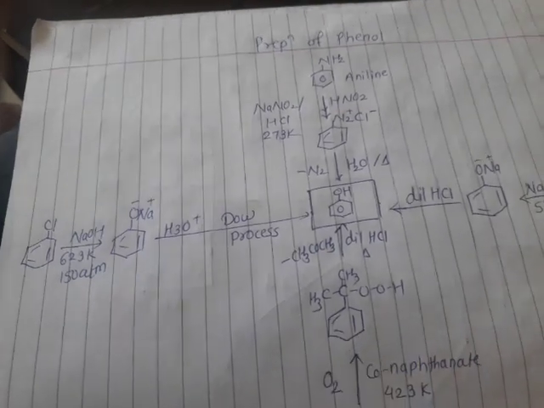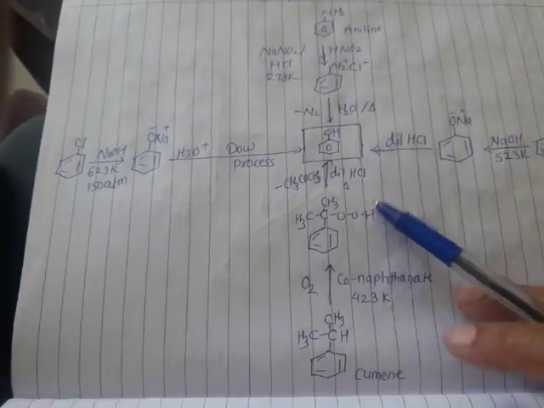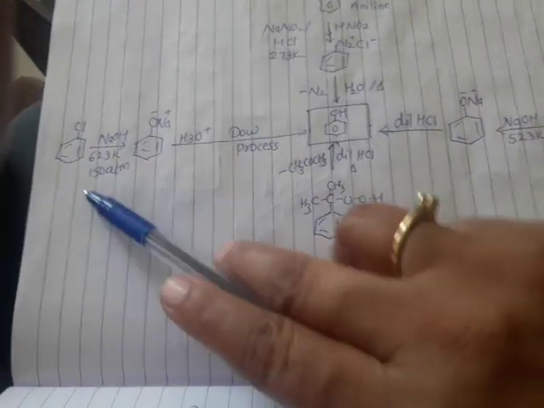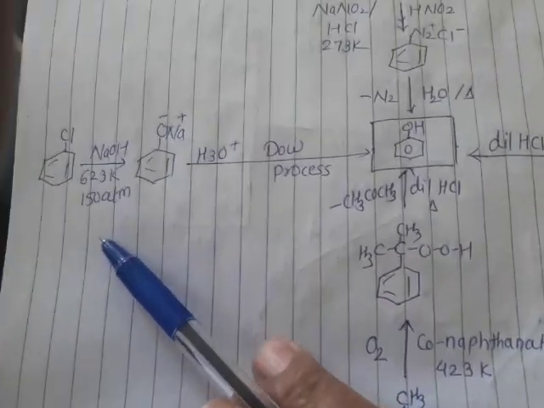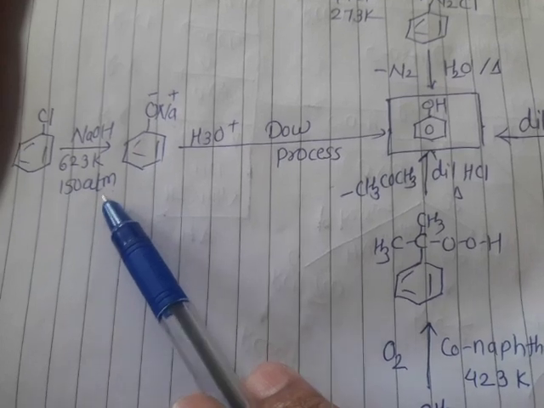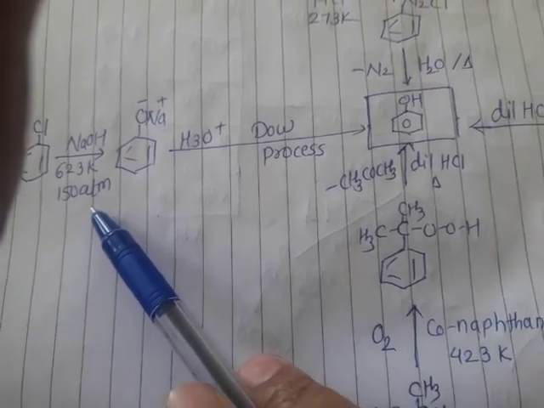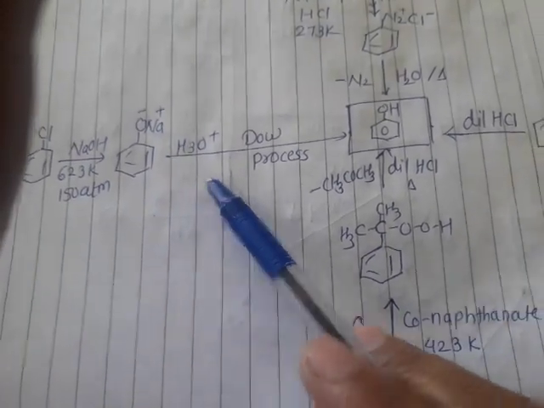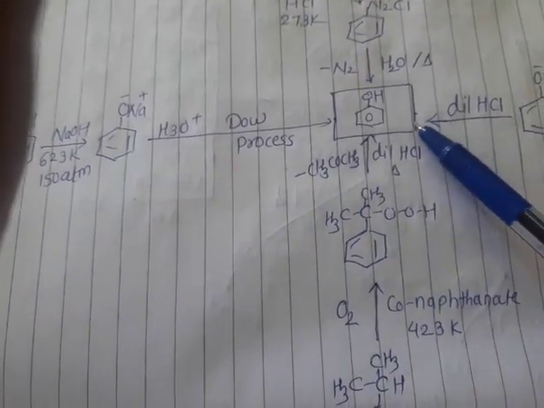Second photo is of preparation of phenol. Very simple, easy to understand. Four methods are there for preparation of phenol. First method is Dow's process. Starting substance used here is chlorobenzene. Chlorobenzene reacts with NaOH at 623 Kelvin and 150 atmospheric pressure. We get sodium phenoxide, which is hydrolyzed, and we get phenol.